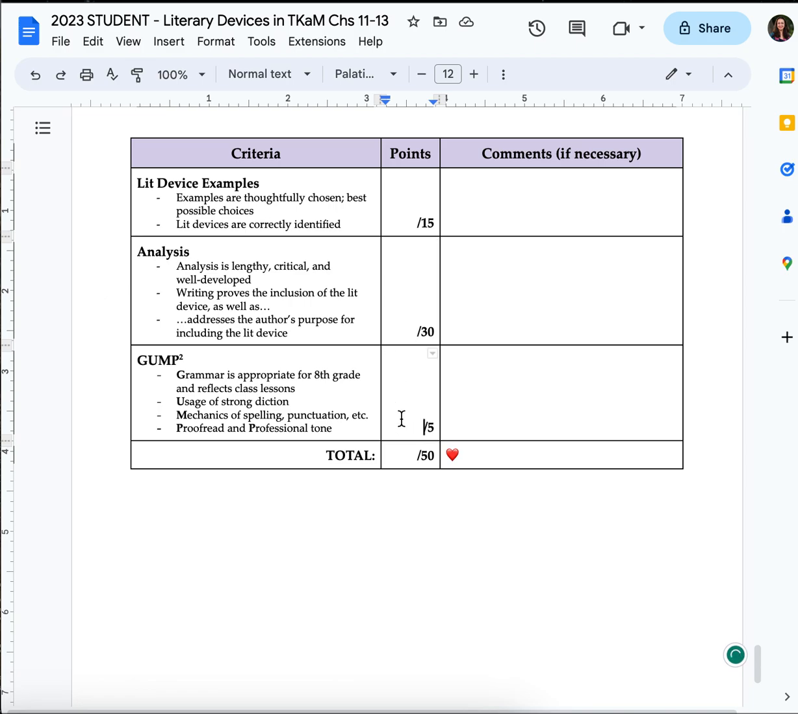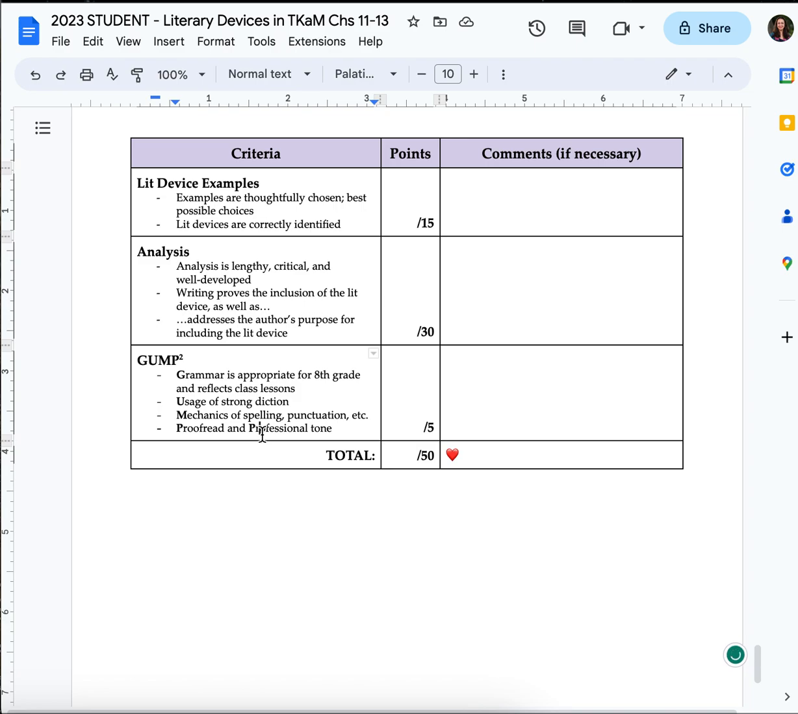And then a lovely 5 points off the top is for what I'm going to call GUMP squared, which just stands for grammar, usage, mechanics, proofreading, and professional tone. So if your grammar is appropriate for 8th grade, reflecting our class lessons, meaning you're trying to insert some phrases in there, or you're using combinations of independent and dependent clauses, great. Your usage, meaning that your diction is strong and it does not look like a first grader wrote this. Your mechanics, meaning that you are proofreading and looking back through this and spelling correctly and using your punctuation, and that you have not made any silly errors that were auto-corrected, and that you care enough to go back and reread those with proofreading.